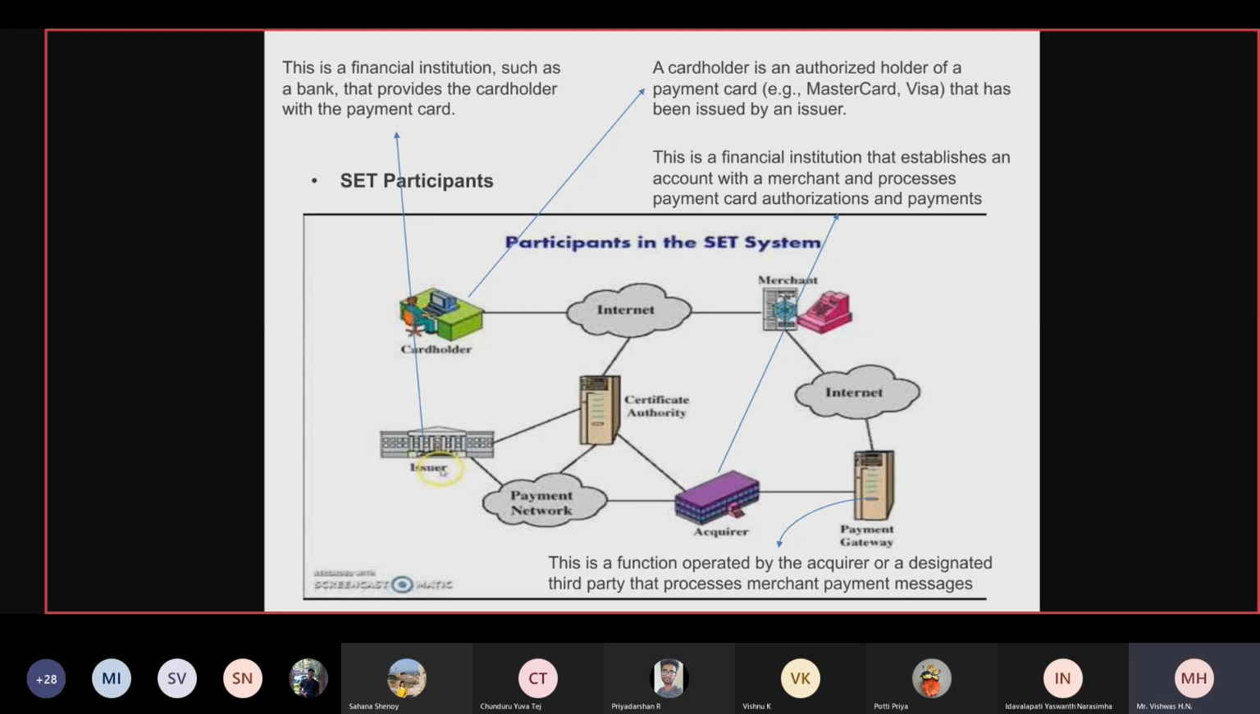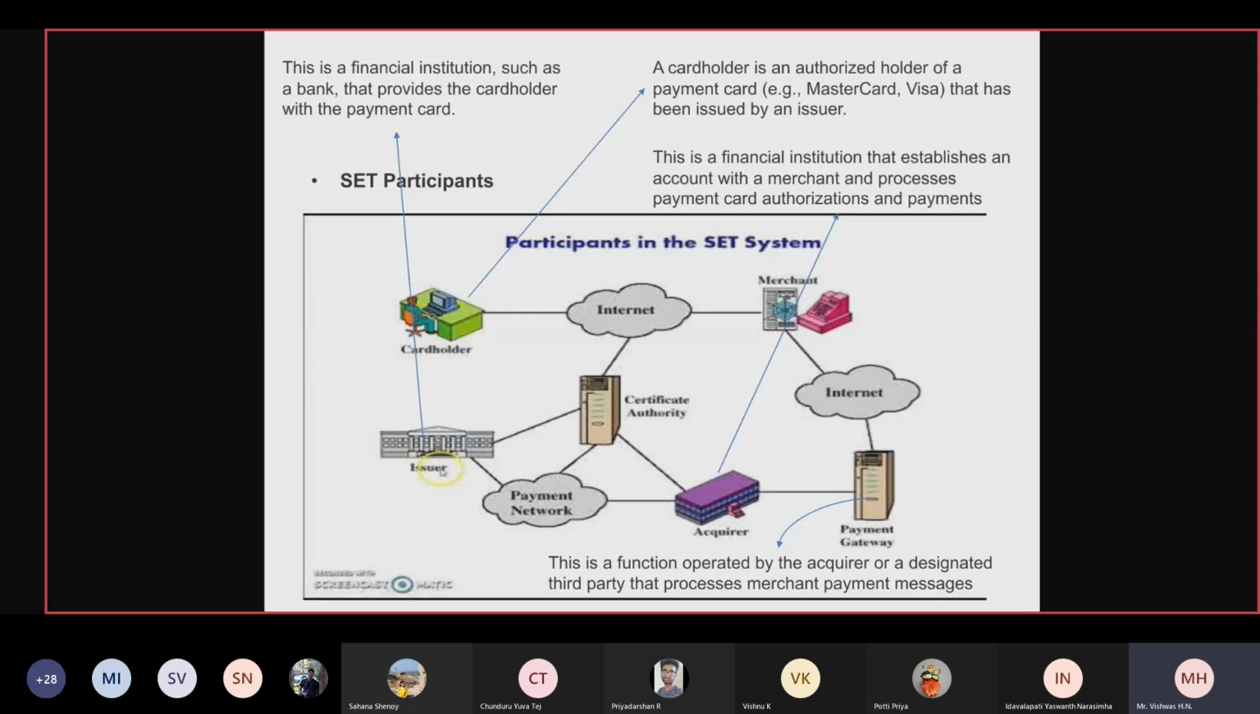Then who is an acquirer? This is a new word for you. Who is an acquirer? This is a financial institution that establishes an account with a merchant and processes payment card authorizations and payments. Is that clear? Acquirer is an institution that establishes an account with a merchant and processes payment card authorizations and payments. Is that clear, students? So basically we are paying to the acquirer. So the acquirer will pay that amount to the merchant.